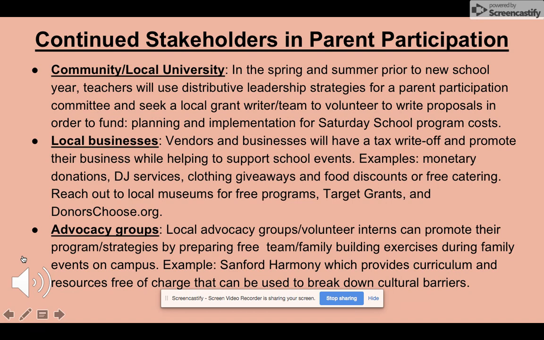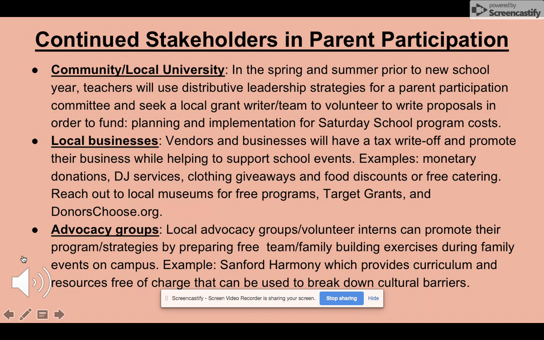Local businesses could include vendors and businesses that could come to family night events and other school events, that could have a tax write-off and be able to promote their business at the same time. Examples are monetary donations, DJ services, clothing giveaways, and food discounts, or free catering. Reach out to local museums for free programs, Target for Target grants, and DonorsChoose.org.